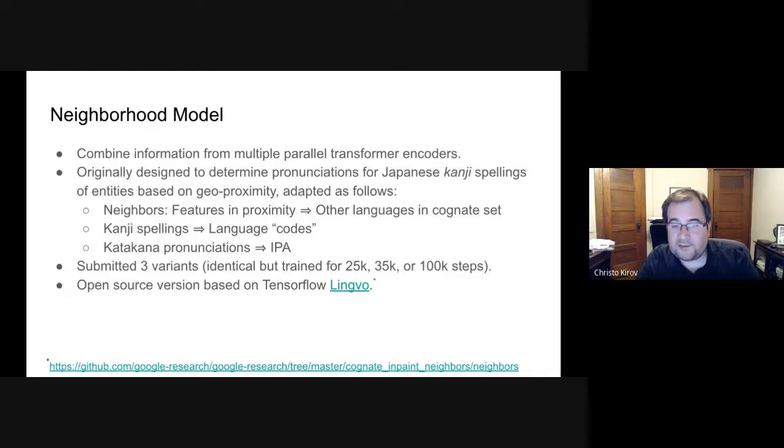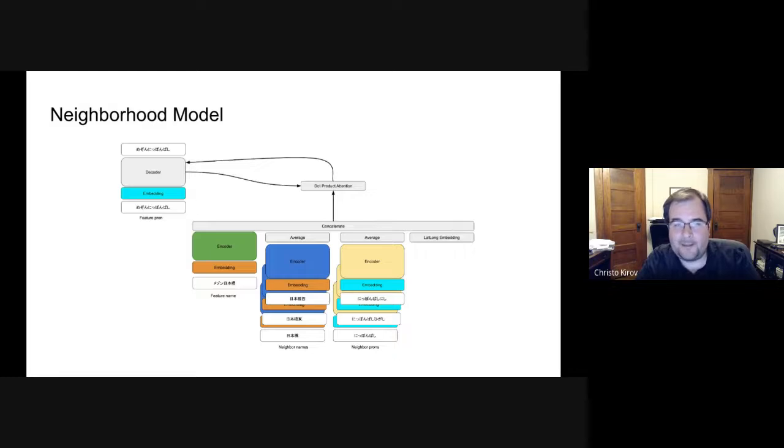And we actually have an open source version of the neighborhood model, which has been released at the Google Research GitHub link below. Here, we can see a visualization of the neighborhood model showing multiple encoders running in parallel. Their outputs are averaged and concatenated, and the result is passed to a decoder transformer that attempts to recover a cognate in a specified language.